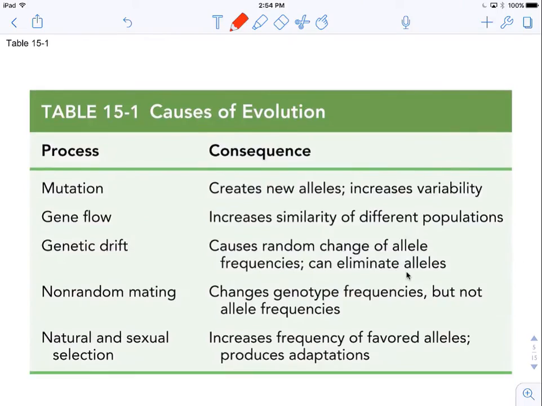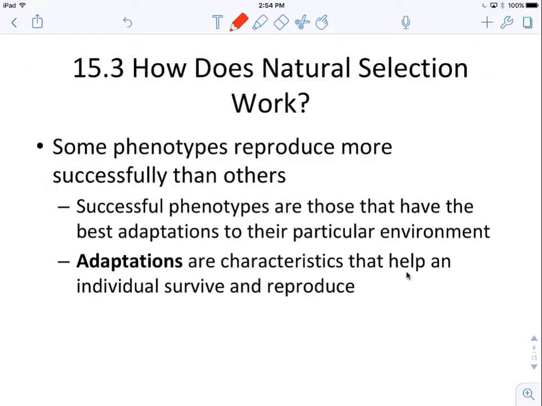This is again our causes of evolution, our microevolution table. So again, we've got gene flow, genetic drift, and natural selection. In addition, mutation, non-random mating, and just a little bit of detail about each one. You guys can read that on your own time. So, back to natural selection.